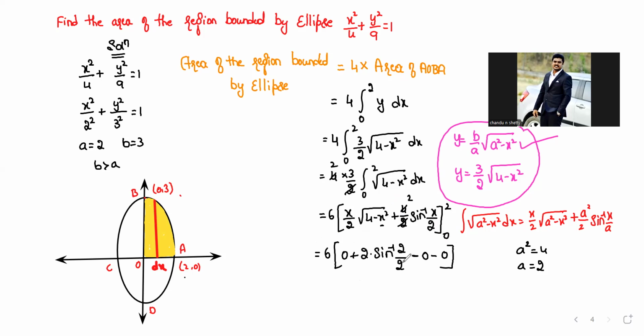Now 2 gets cancelled. 6 into 2 into sine inverse of 1, value is pi by 2. Okay, 2 gets cancelled. The answer is 6 pi square units. This is the answer. 3 twos are 6.